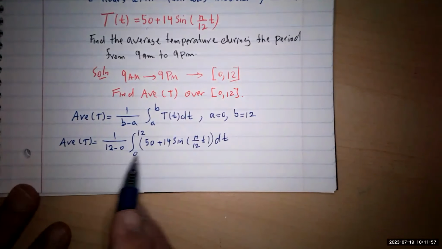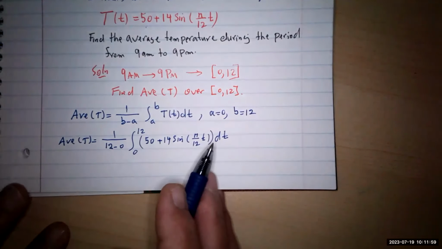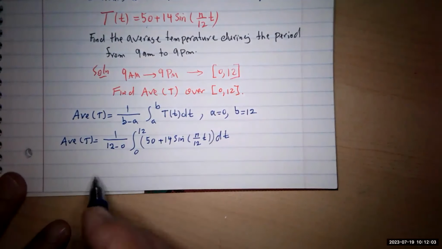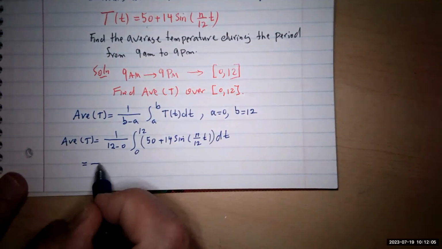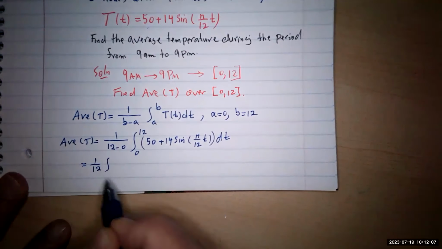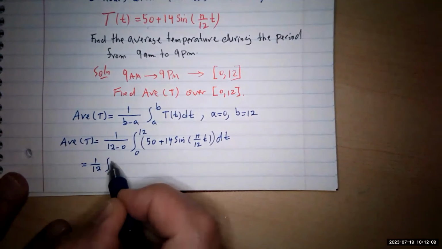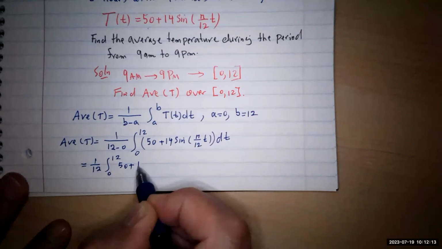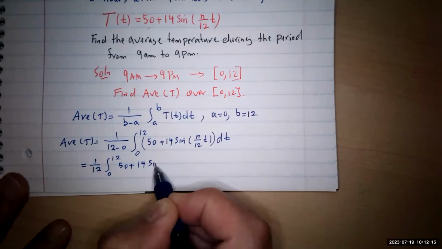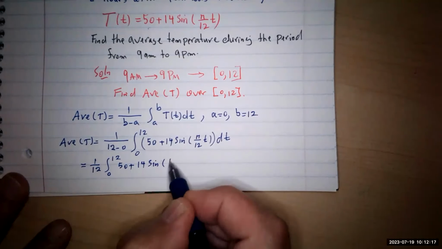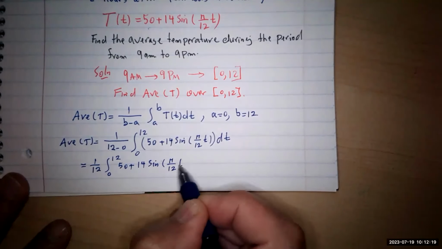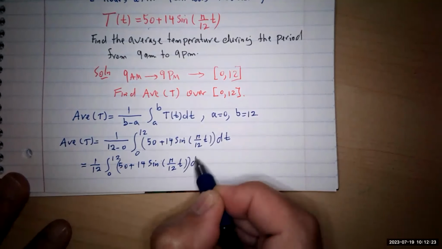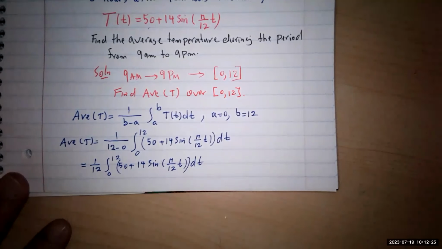Now 12 minus 0 would just be 12. So what we are going to do is it's going to be equal to 1 over 12, integral from 0 to 12, of 50 plus 14 sine of pi over 12 t, everything dt. So you have to find this integral.